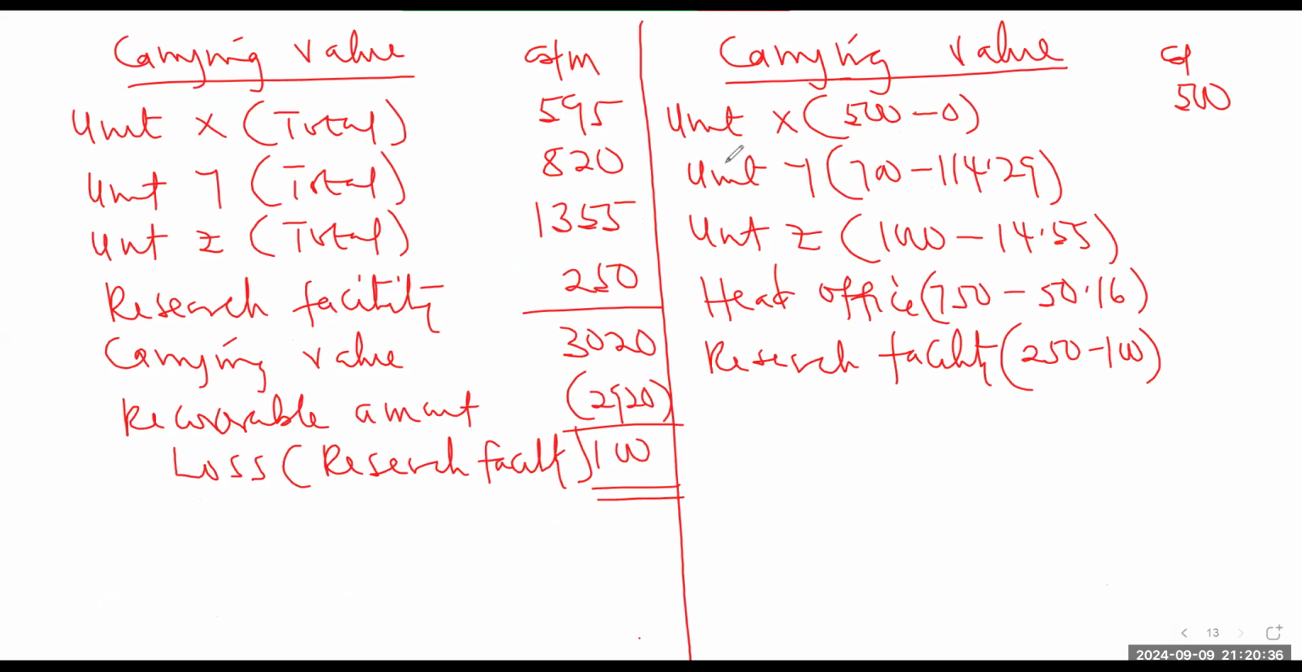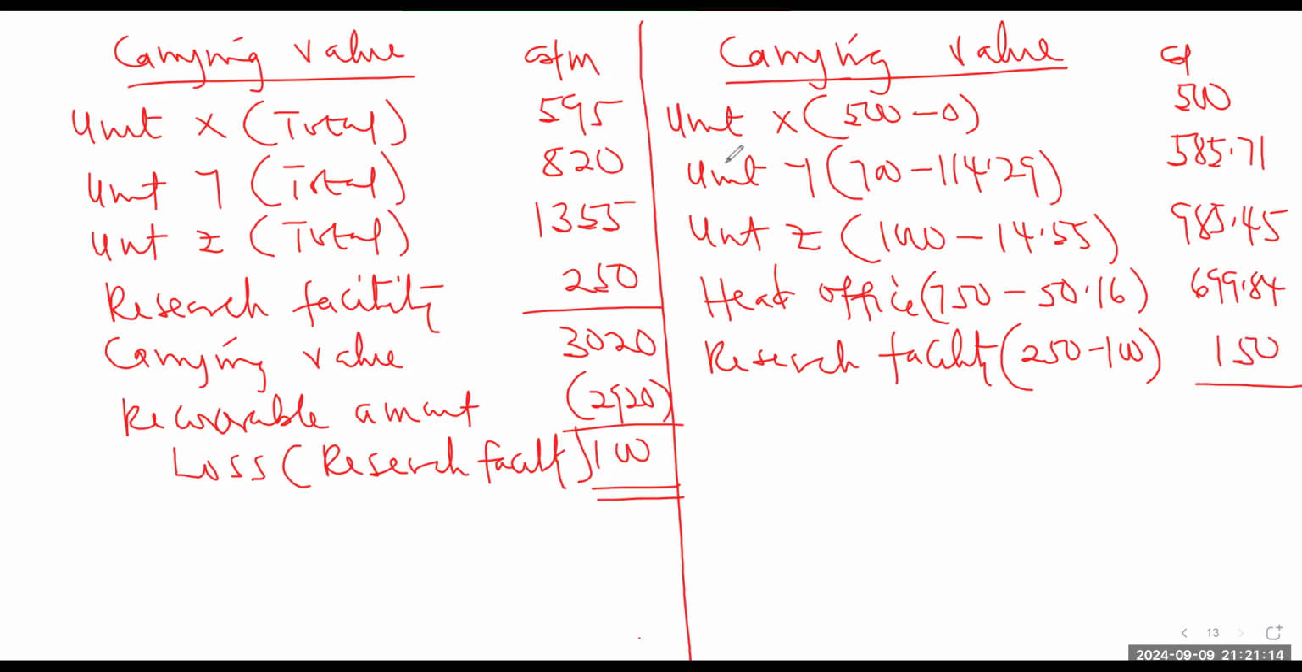That's 585.71. Okay, 1,000 minus the 14 gives 985.45. Okay, head office will give us what? 699.84. Okay, so we have 699.84. And this will give us 150, isn't it?